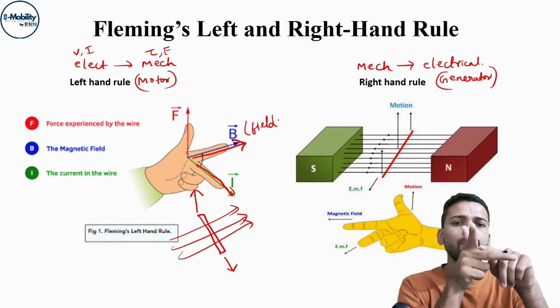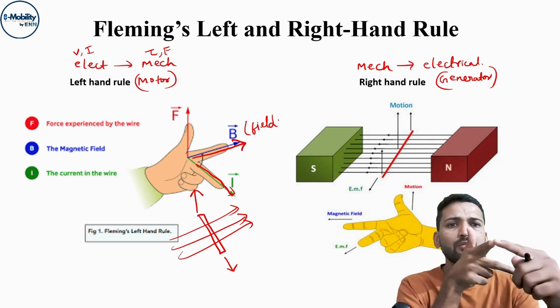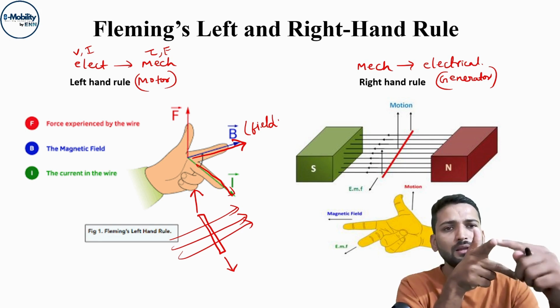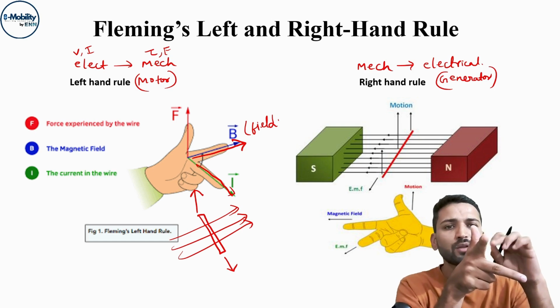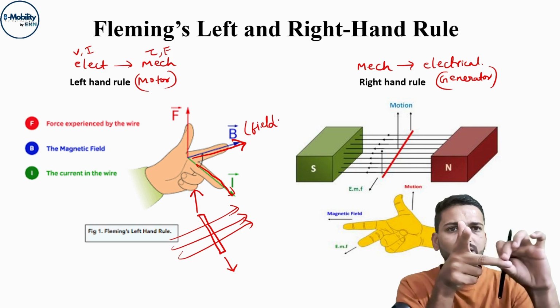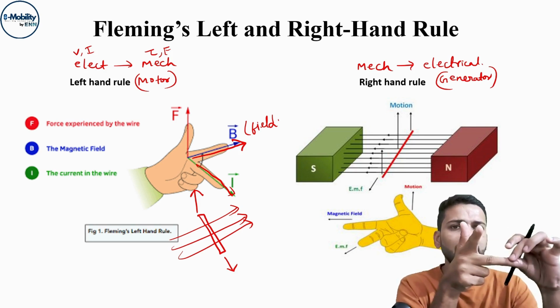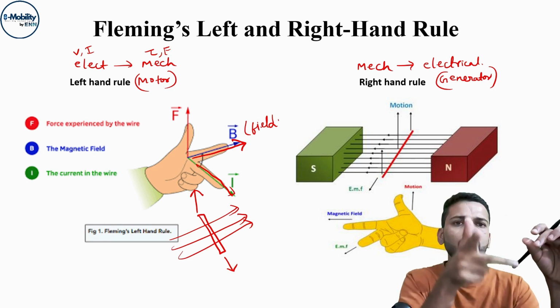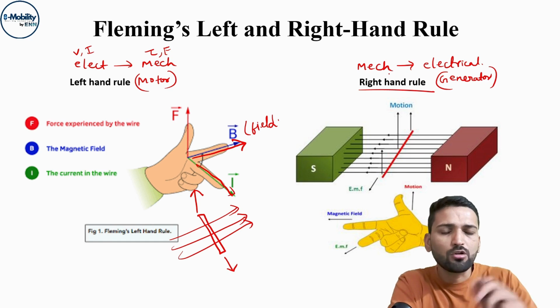Okay, so you can use this: this finger will be representing the current, this index finger will be representing the B, and the thumb will be representing the force experienced by the conductor. So if this middle finger is the conductor and the current direction is like this, then the force experienced will be towards the thumb. Similarly, the right hand rule will also work like this.